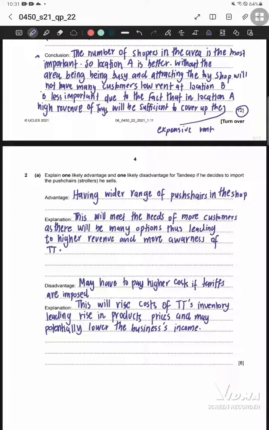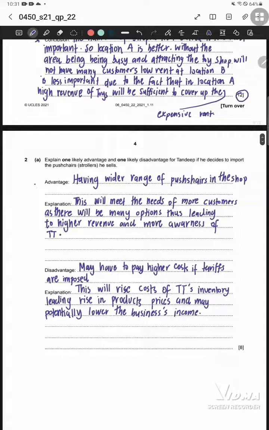So to basically write this in a more formal way, the advantage is having a wider range of pushchairs in the shop. The explanation is this will meet the needs of more customers as there will be many options, thus leading to higher revenue and more awareness of TT. This advantage is 1 mark. This is 3, and same goes for the disadvantage.